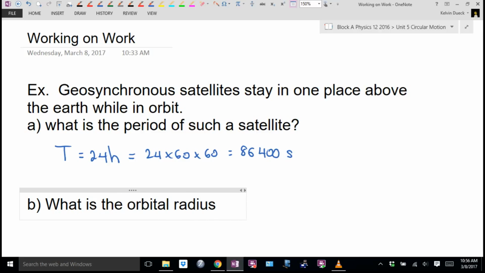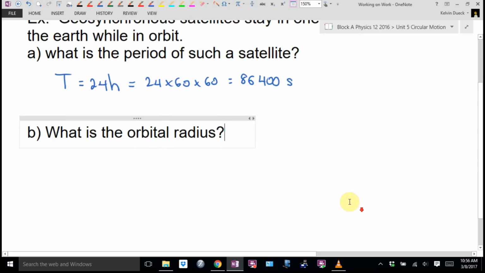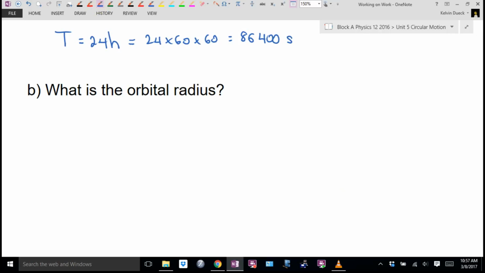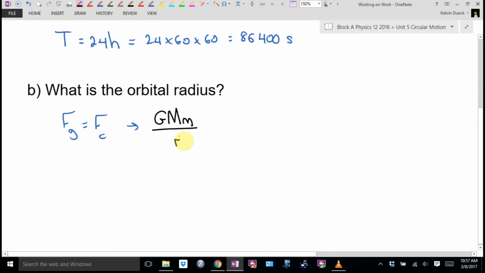what is the orbital radius of such a satellite? What does this question want me to find? Got to be more fussy. What kind of a radius? Did you say orbit? Okay. So now we can go, gravity is what's pulling me in a circle. We can say big G, big M, little m over r squared.